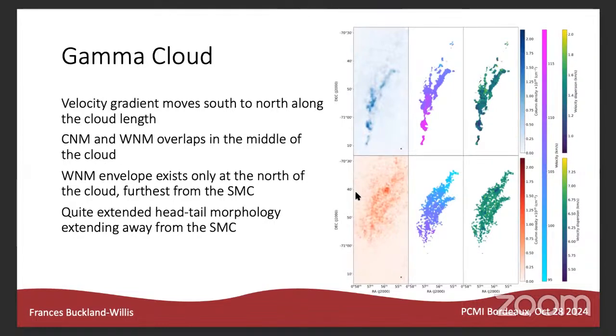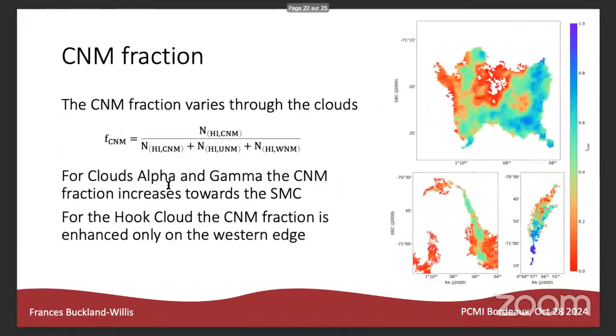For the gamma cloud, it's a very different story. We have quite a strong gradient in both phases that moves south to north along the cloud length, and the cloud is elongated in the direction away from the galaxy as well. We know that the CNM and the WNM from this decomposition overlap in the center of the cloud, and the WNM envelope only exists at the north of the cloud, furthest from the main body of the galaxy. So we have this quite extended head-tail morphology.